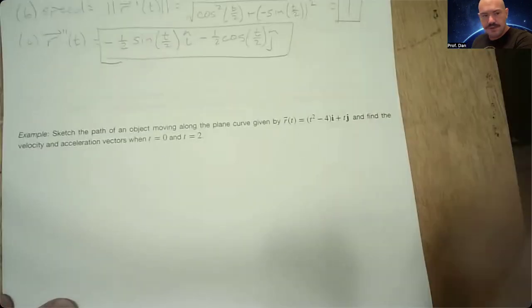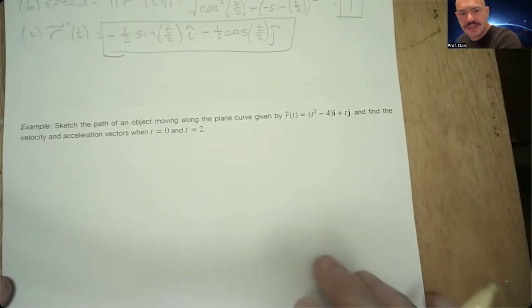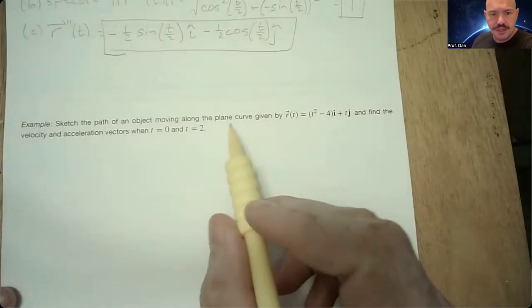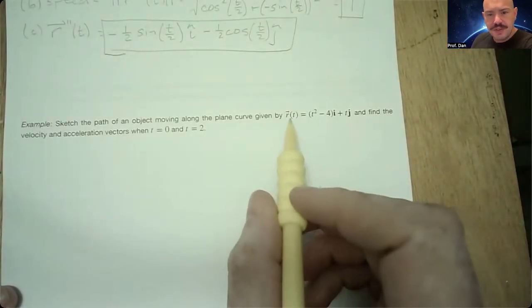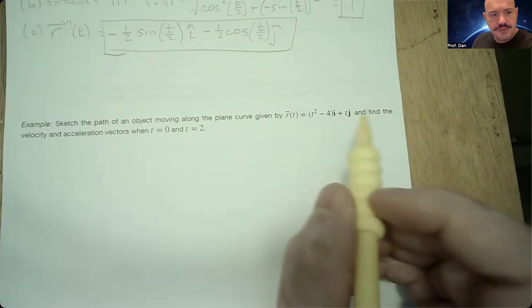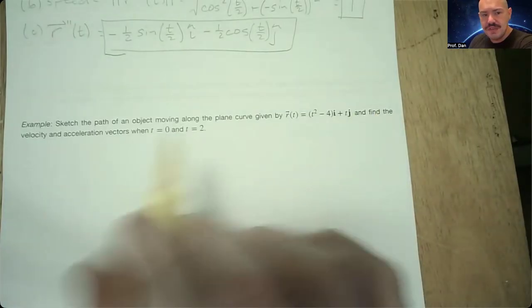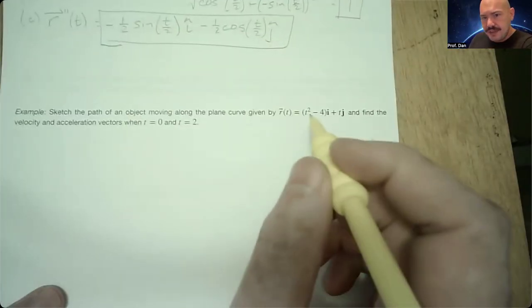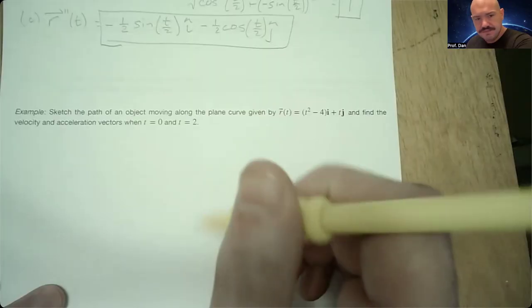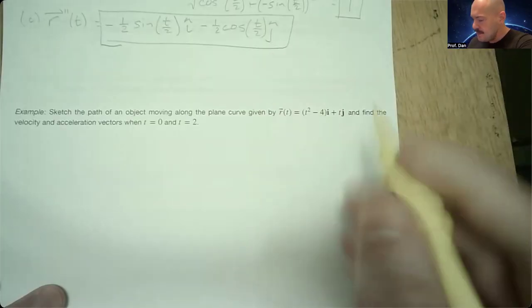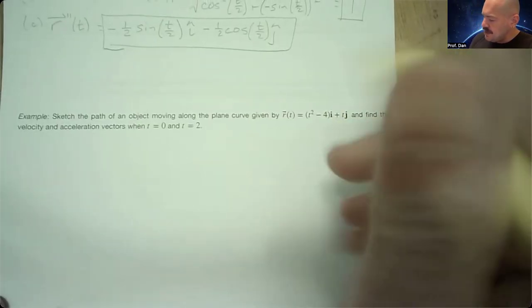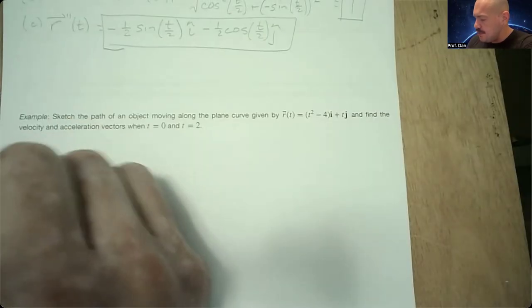Okay. For the next example, we want to sketch the path of an object that's moving along the plane curve given by this vector valued function. We want to find the velocity and acceleration vectors for two different values of t. So if I want to sketch this path, easy way for me to do that is to kind of make a little table.